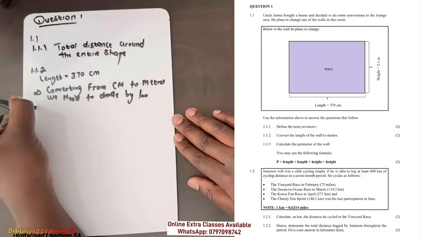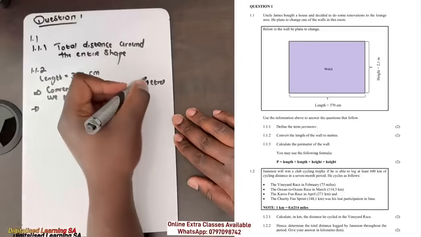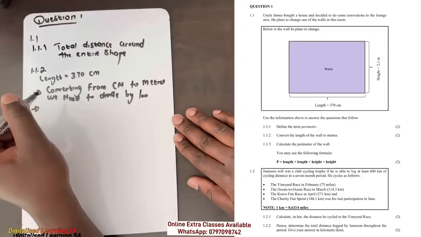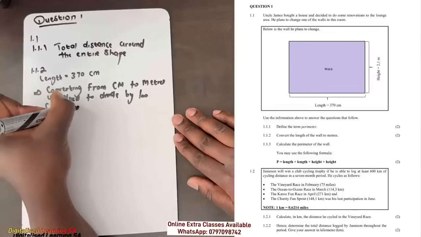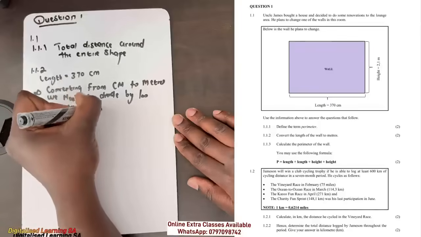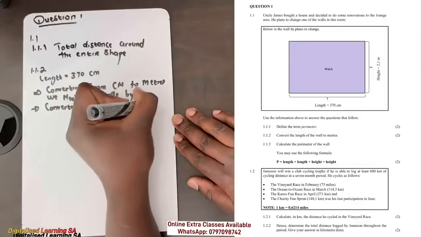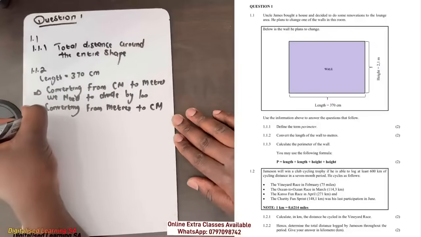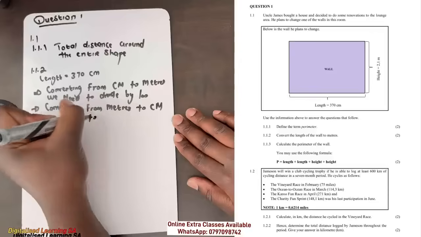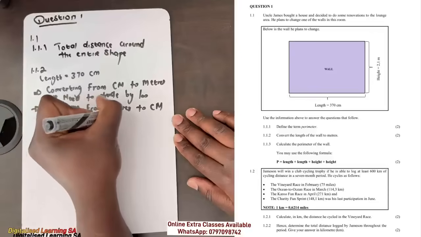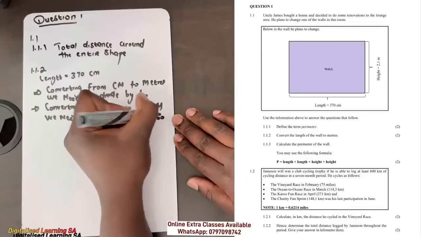And again, we don't just leave it here. We also need to understand that if we are converting from meters to centimeters, we then need to multiply by 100. So converting from meters to centimeters, we need to multiply by 100. So vice versa.